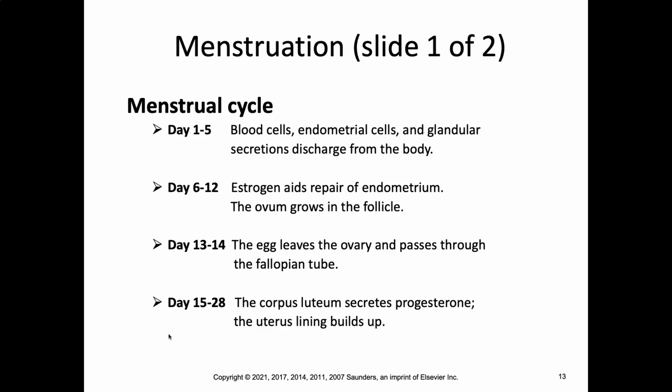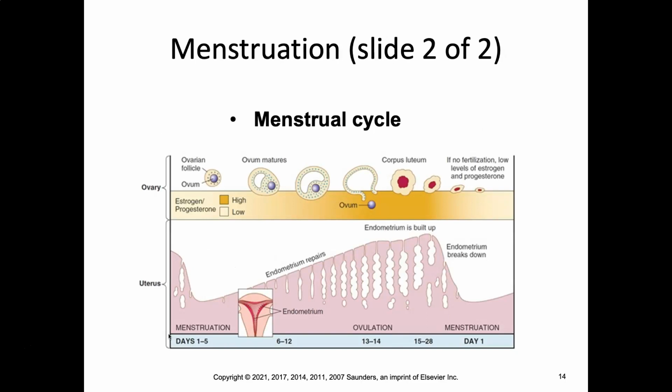Days 15 through 28 are after ovulation, where the corpus luteum secretes progesterone. Notice at the beginning, days 6 through 12, it was estrogen that was spiking. Now, days 15 through 28, it's the progesterone that's spiking. The uterus lining builds up, and then you repeat the cycle. This is a helpful visual where you can see on the top the ovary, what happens during those days of the month, and on the bottom, what's happening with the uterus.